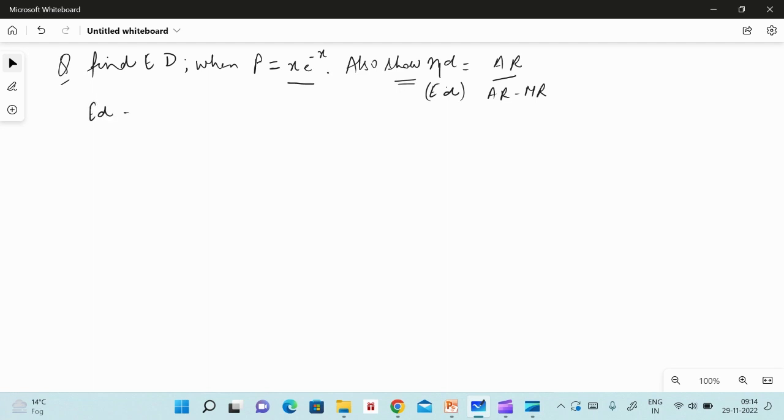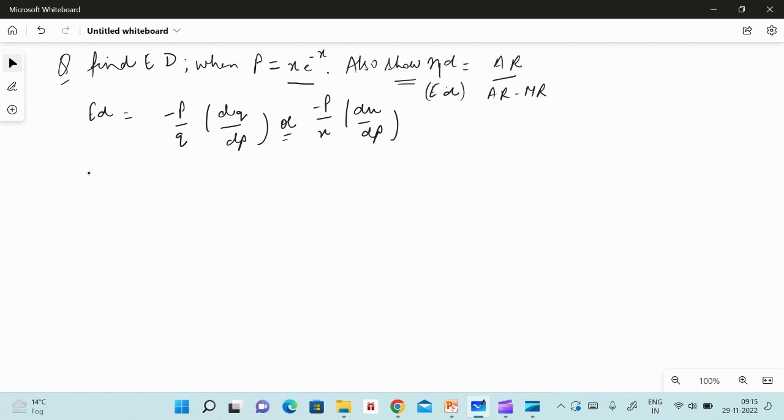So if you remember, the formula for elasticity of demand is minus P by Q into dq by dp, right? Here you will see in the question that q is not given, so instead of q we will take x, because x is taken as a substitute for q. I have already told you that in some questions the value of q is given, and in some questions the value of p is given, right? So this is my formula for elasticity of demand.